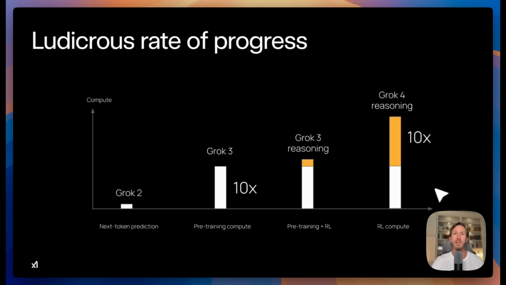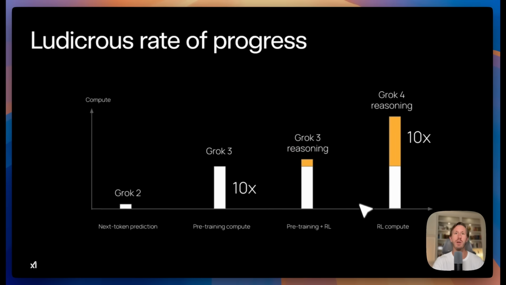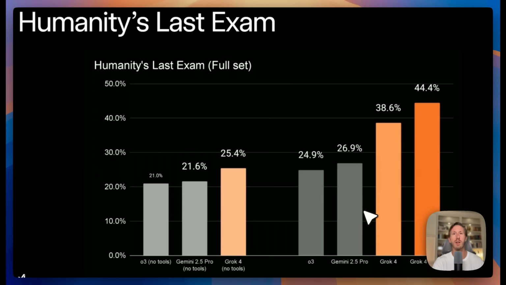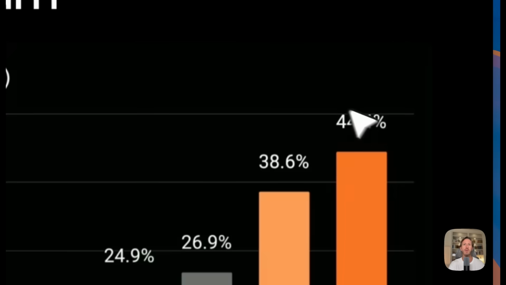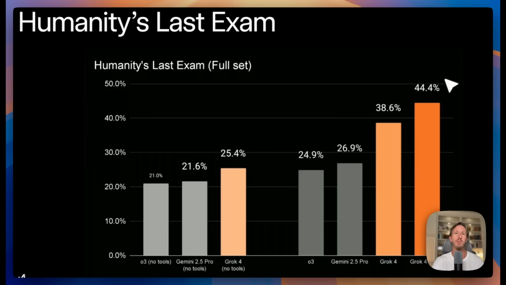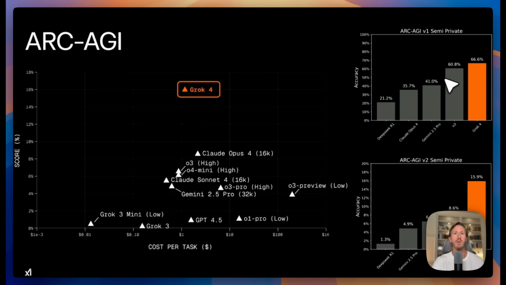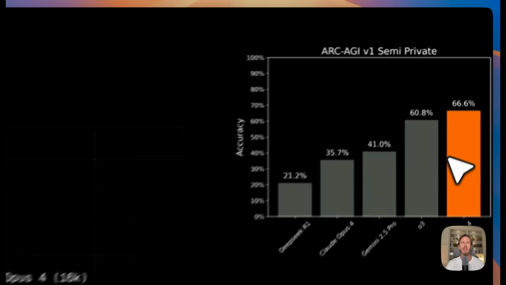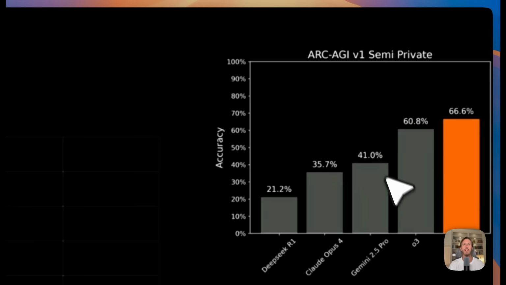Grok 4 represents a massive leap in capability, requiring 10 times the computing power of its predecessor for its reasoning tasks. Grok 4 is putting up some impressive numbers against its main competitors. On a comprehensive benchmark called Humanity's Last Exam, the top-tier Grok 4 heavy model scored 44%, surpassing both Gemini 2.5 Pro and O3. Grok 4 excels at the ARC AGI benchmark as well, which is designed to measure the progress towards general intelligence. You can see it's at 66% here, which beats out the previous O3 model.